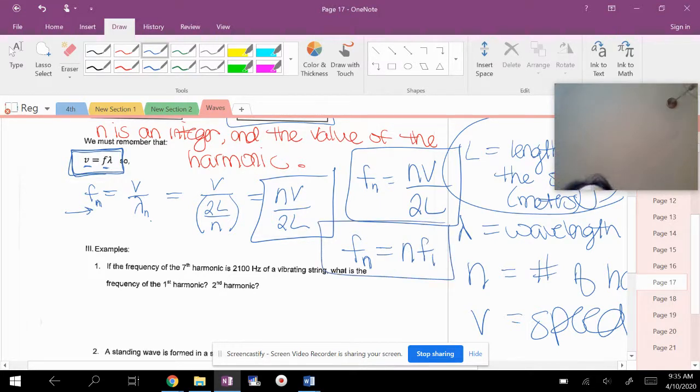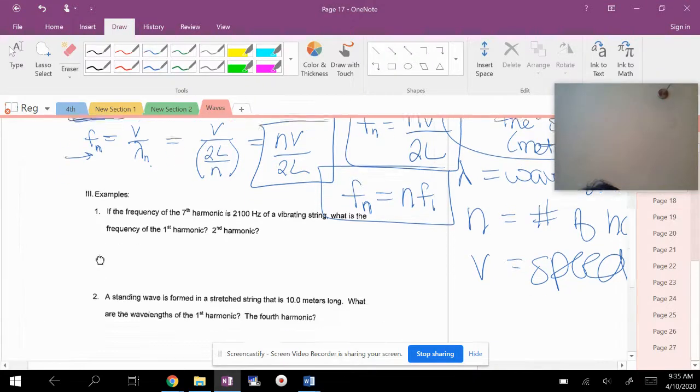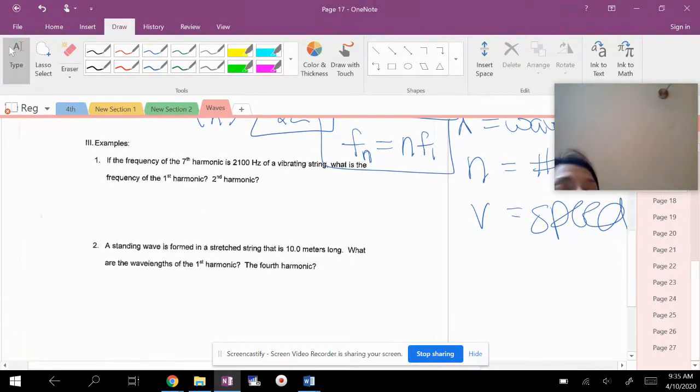Okay, so what does that look like when we start doing problems? So here are your examples. This is also in your notes. If the frequency of the 7th harmonic is 2100 hertz of a vibrating string, what is the frequency of the first harmonic and the second harmonic?